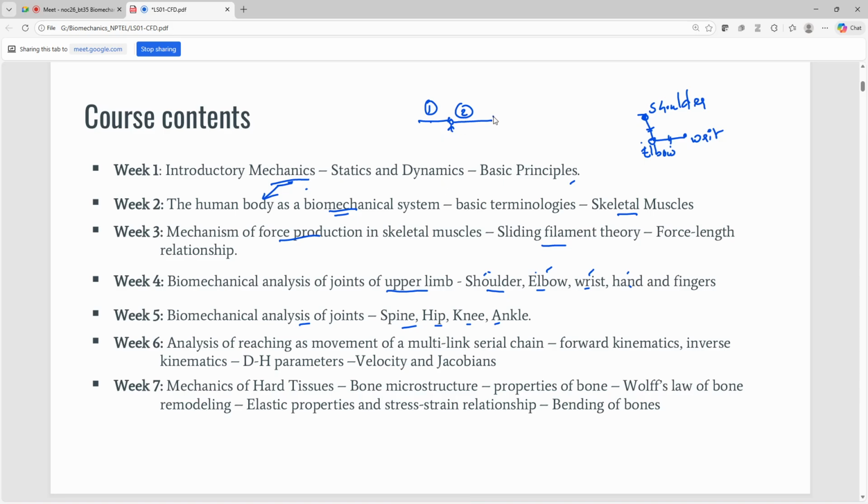So if there are multiple linkages, how one motion started from the first link is propagated to the last link is a difficult problem to calculate. So for that, some particular approaches are there.